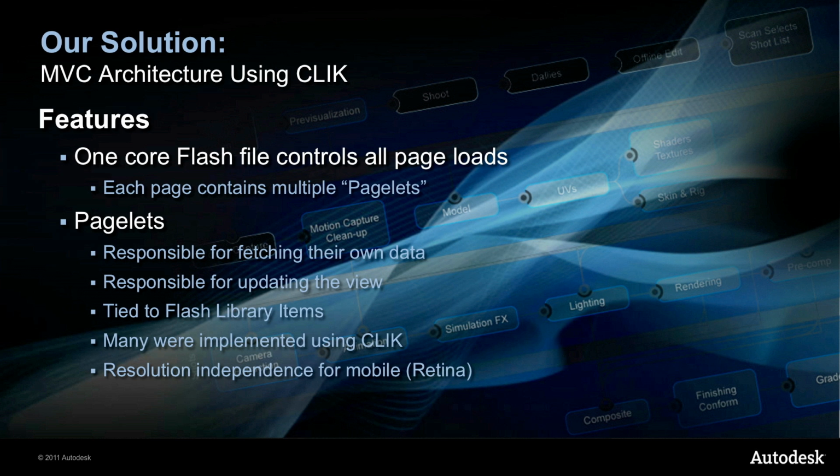Another main thing that we got out of this: we decided to use CLIK, which is a UI library that ships with Scaleform, and it has buttons and drop downs and all that kind of thing. One of the main advantages of that is that it helps you set up a resolution independent system. So if you want to do something like mobile or Retina or different size screens on Android, it makes it a lot easier. You don't have to hard code it for a bunch of different resolutions or anything like that.